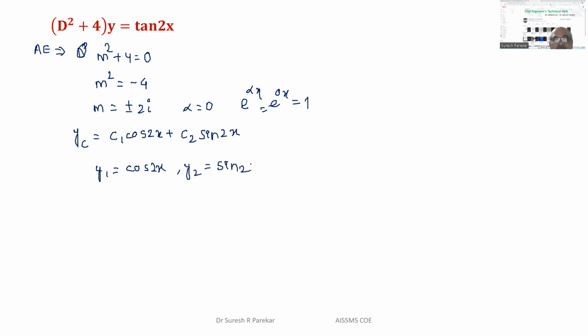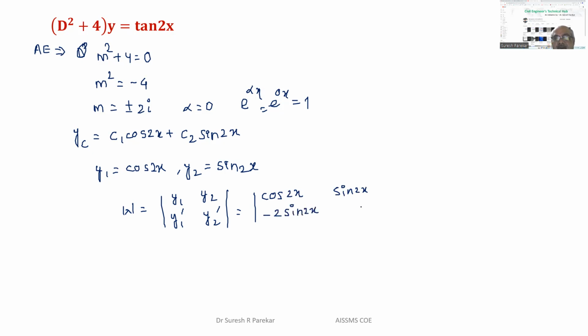Now we will first find the value of W. We know W is equal to the determinant of y1, y2, and y1 dash, y2 dash. Now we will substitute the values. Y1 we have is cos 2x, y2 we have is sin 2x. And the derivative of cos 2x is minus 2 sin 2x, and the derivative of sin 2x is 2 cos 2x.